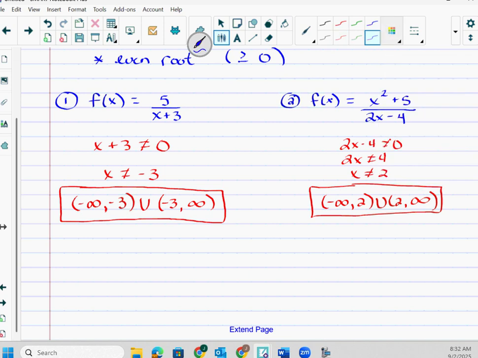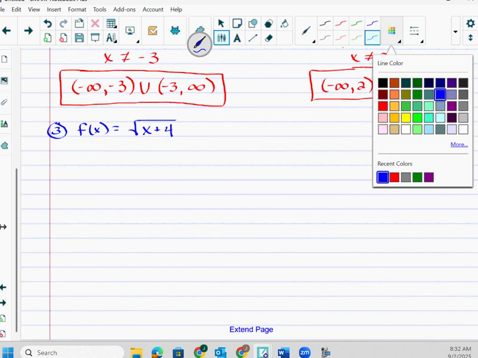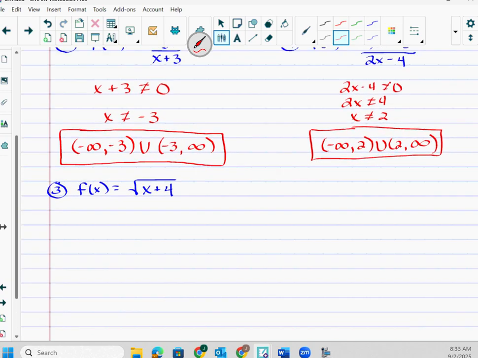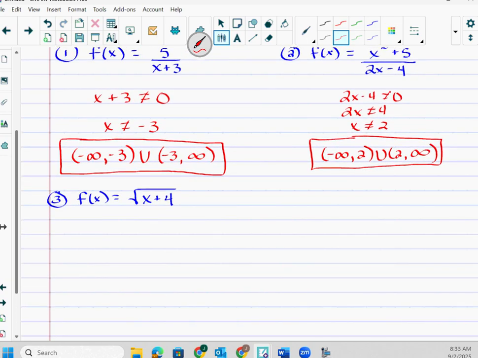So again, that's very much level 1. Those are easy ones. Add a little. All right, f of x equals square root of x plus 4. We'll do this one together. Troubles? We good?